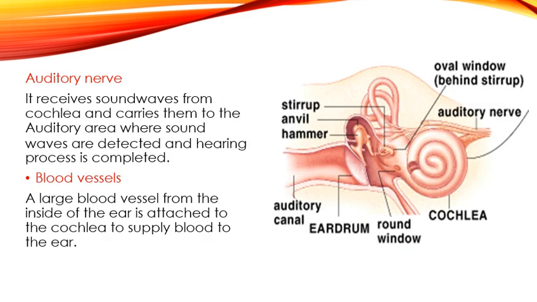Next is the auditory nerve. The auditory nerve is attached to the end of the cochlea. The auditory nerve receives sound waves from the cochlea and carries them to the auditory area where sound waves are detected and the hearing process is then completed.